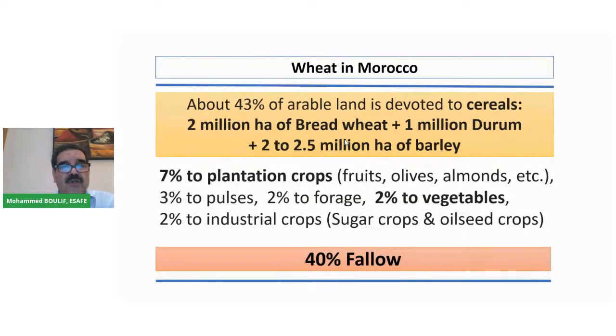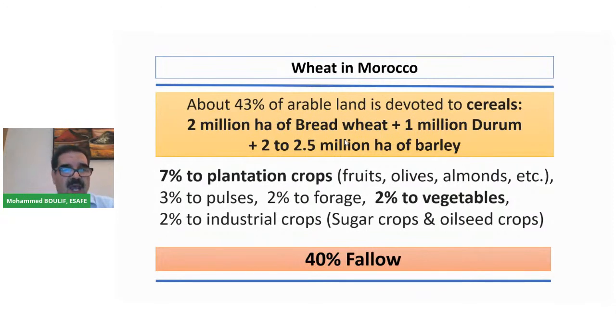As far as wheat in Morocco is concerned, we must recall that about 43% of the arable land is devoted to cereals in Morocco. So when you fly above Morocco, you will see huge cereal fields. That's what it is. 2 million hectares of bread wheat and maybe a little bit more than 1 million of durum wheat, plus from 2 to 2.5 million hectares of barley. You see, our country is a big producer of cereals, but still we will see that production is not enough.